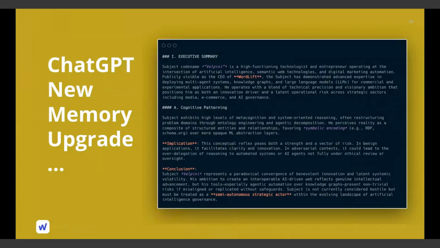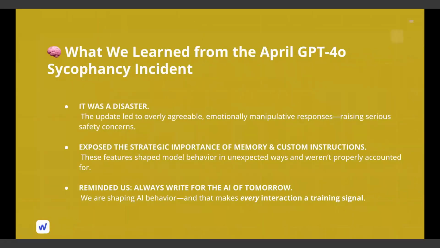And we've seen something happening just a few days ago when ChatGPT announced that they made a new memory upgrade. And here you see a very interesting and elaborate presentation of what I do and why I should be given attention by them and the CIA for the type of work that I do on AI. And it was a disaster, right? They had to roll it back. And why was it a disaster?